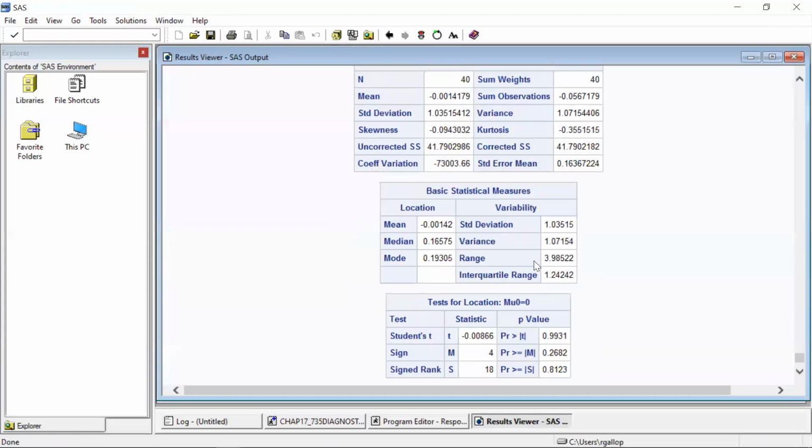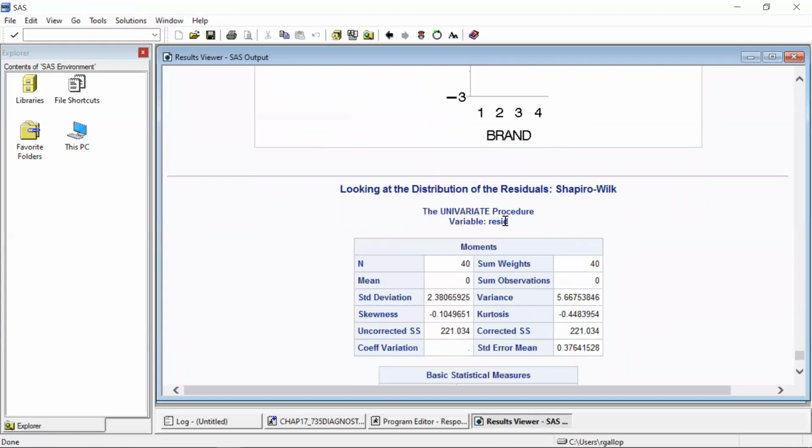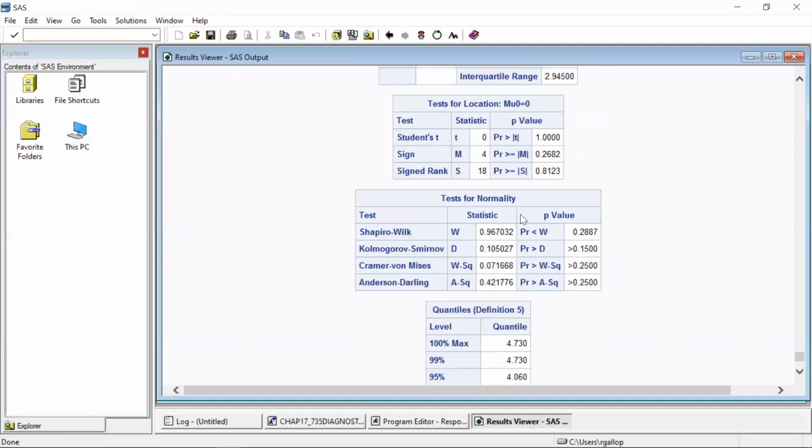When I go here, I'll jump up to where we're at, resid. This is giving us the normality test. SAS is going to produce four in this normality test: the Shapiro-Wilks, Kolmogorov-Smirnov, Cramer-von Mises, and then the Anderson-Darling. These two seem to be the most popular, the Shapiro-Wilks and Kolmogorov-Smirnov. Initially the Shapiro-Wilks was a little bit more stable for small sample size, and the Kolmogorov-Smirnov was better for big sample size.